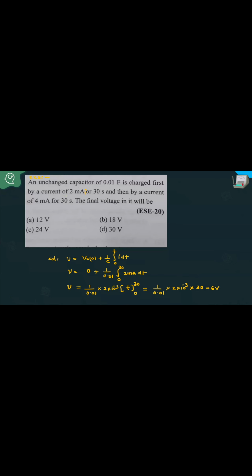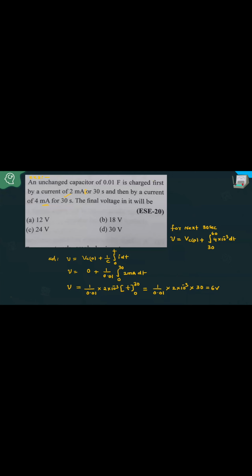For the next 30 seconds, 4 milliampere. Now what is the voltage across the capacitor? Vc of 0 plus integral. The next 30 seconds means 30 to 60 seconds. What is the current? Current equals 4 milliamp into dt.